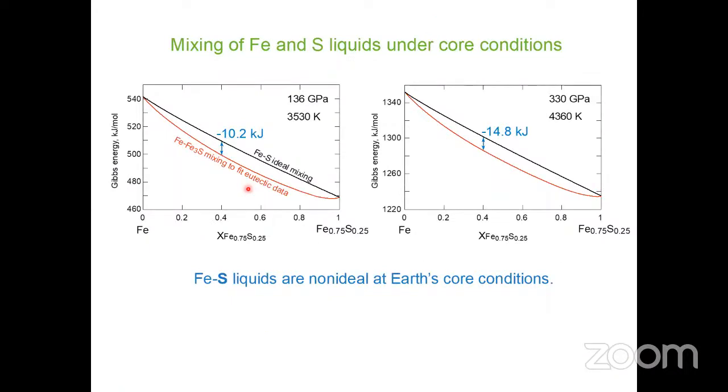And this is the Gibbs energy diagram. This is Gibbs energy versus composition. Iron and Fe3S here are Fe 0.75, Fe 0.25. This is Fe3S. If these two formed ideal mixing, it should be like this. But in order to reproduce the eutectic point, the Gibbs energy must show a little bit of negative non-ideal behavior. This is at the top of the outer core, and this is at the bottom of the outer core. So throughout the outer core, the FeS mixing should be non-ideal.